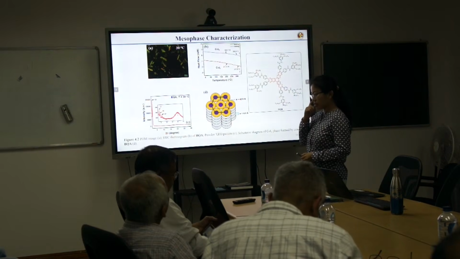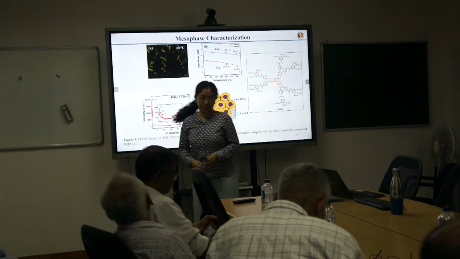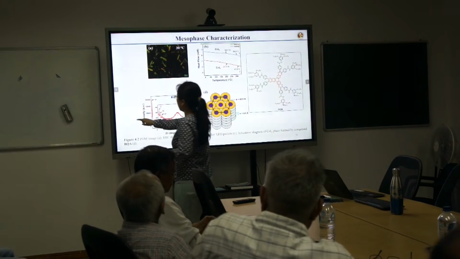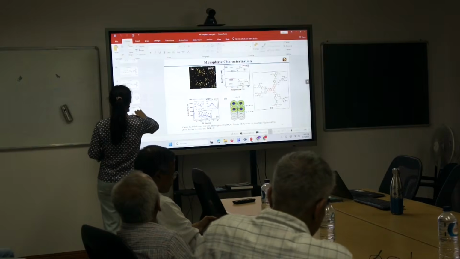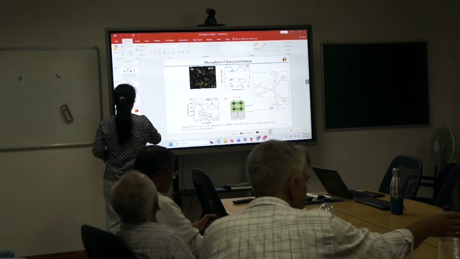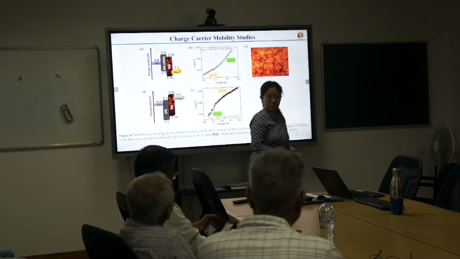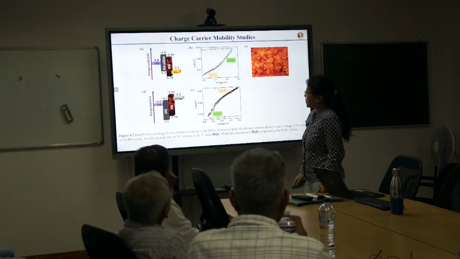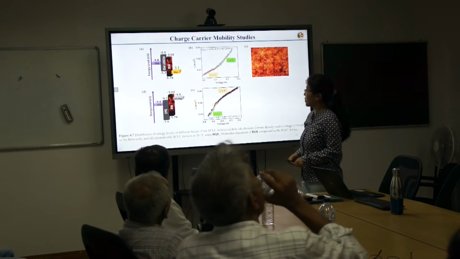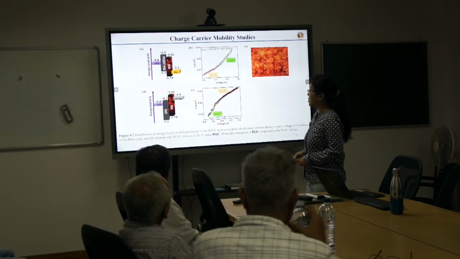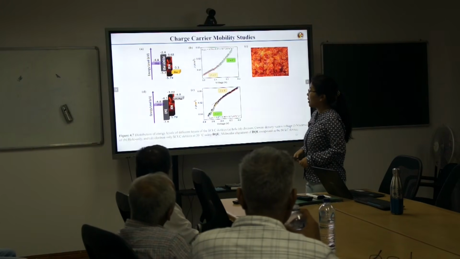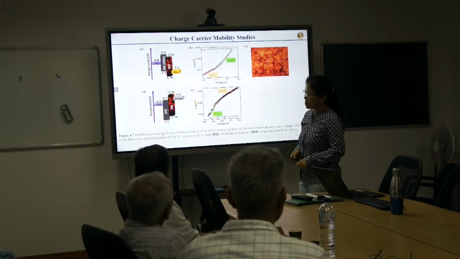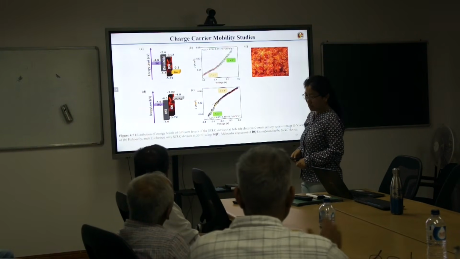So what was the substrate? By forming a film, or what? How was the substrate made? Yes, sir, I think by forming a film. So this was the device fabrication. ITO with PEDOT:PSS was used as the anode for the hole mobility study, and for the cathode, gold was used. The compound is sandwiched between the anode and the cathode. I think the compound is deposited on the surface of the anode.